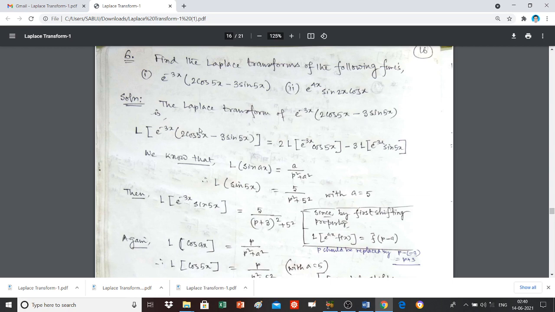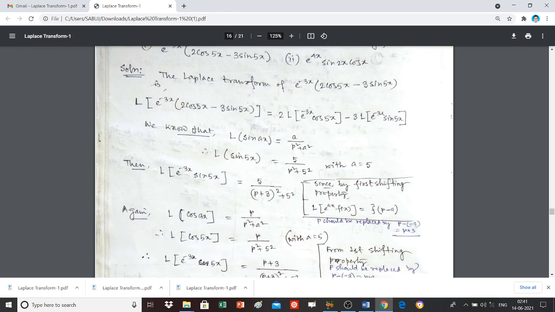So first, that is written here. Laplace transform of e to the power minus 3x (2 cos 5x minus 3 sin 5x) is equal to, that can be written as 2 times the Laplace transform of e to the power minus 3x cos 5x, then minus 3 times the Laplace transform of e to the power minus 3x sin 5x. So now you know that the Laplace transform of sin ax is equal to a by p square plus a square. So the Laplace transform of sin 5x, in this case a is equal to 5, so 5 by p square plus 5 square.